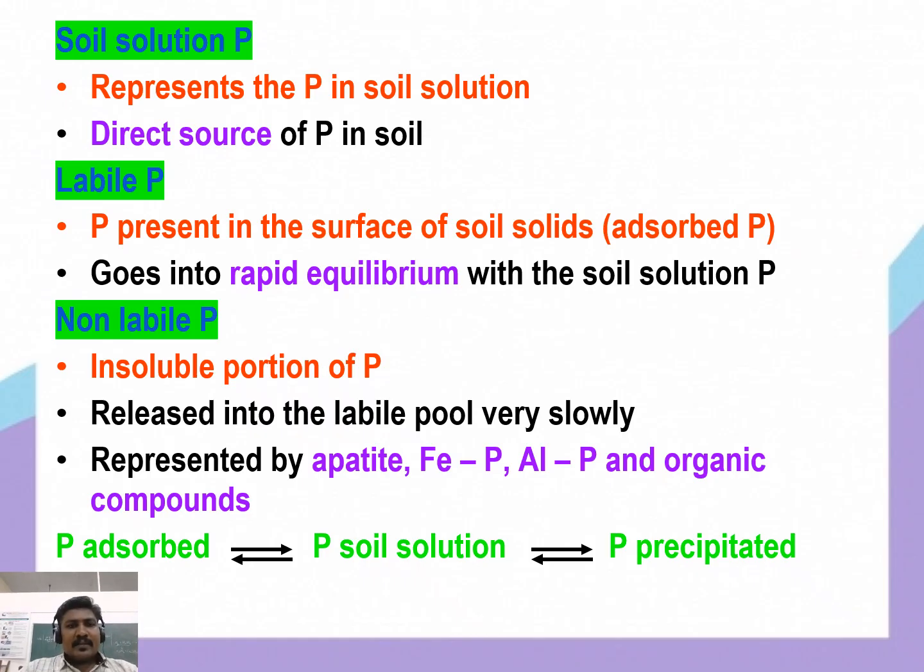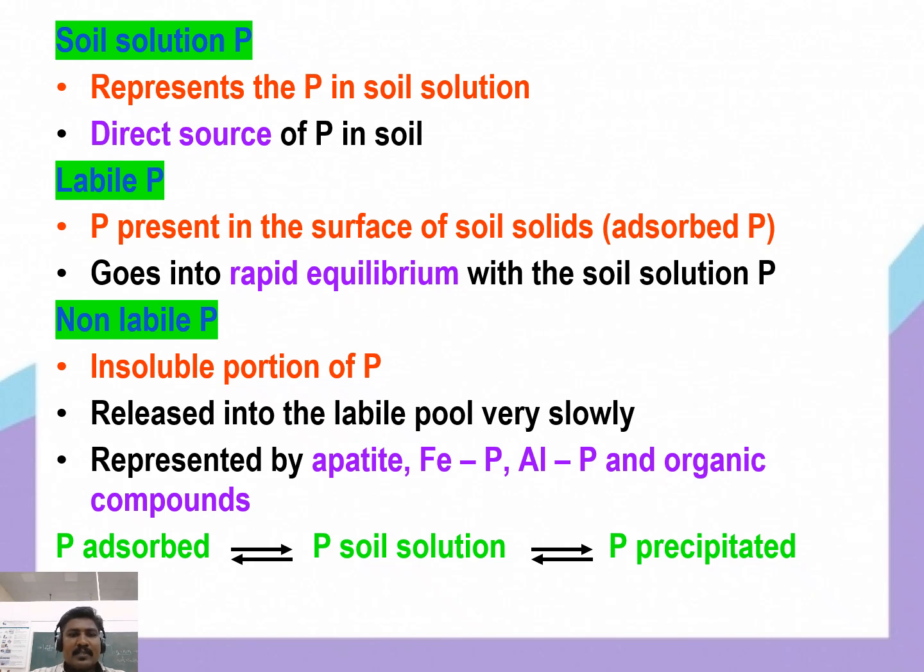There are three different forms of soil phosphorus: soil solution phosphorus, labile phosphorus, and non-labile phosphorus. Soil solution phosphorus represents the phosphorus available in soil solution, which is readily available for the plant. The plant can take phosphorus from this soil solution phase. So it is a direct source.